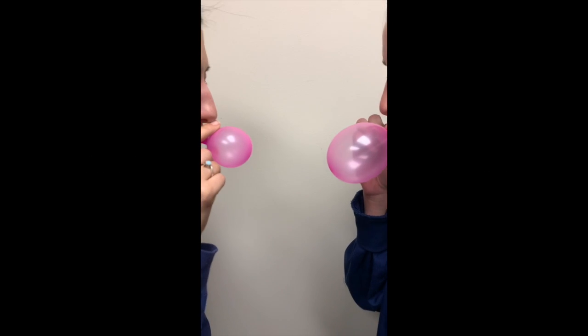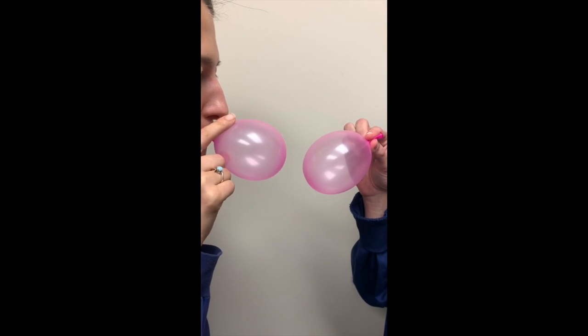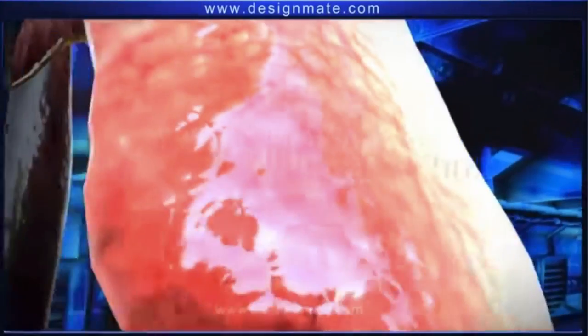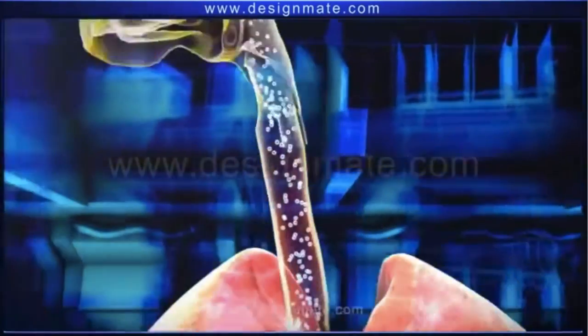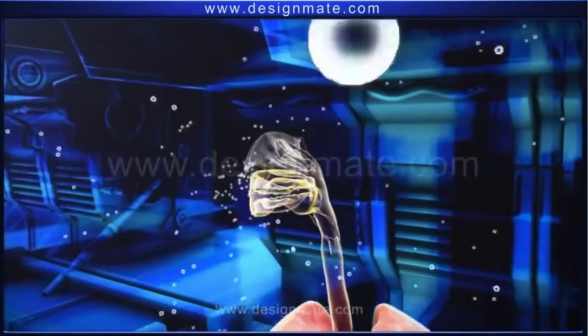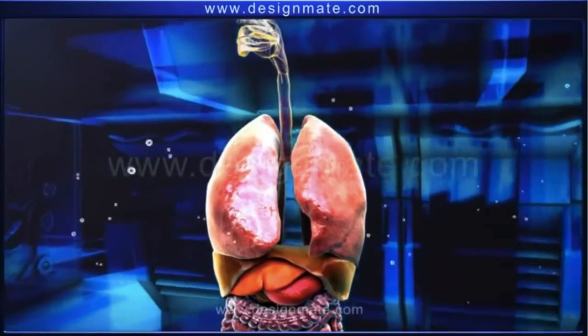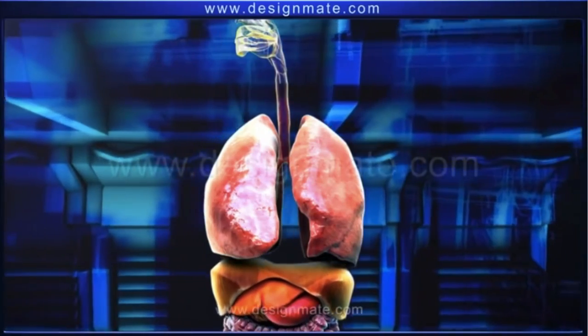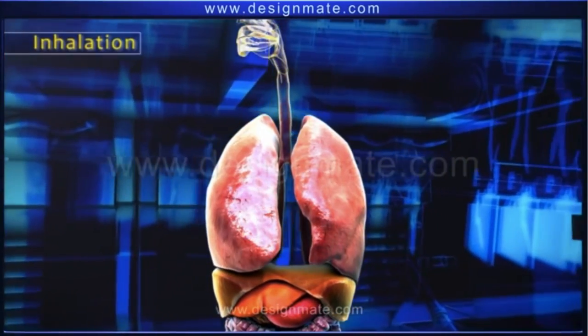First, we will cover respiration. During respiration, we both inhale and exhale, which is known as inspiration and expiration, using our lungs, which are housed in the thoracic cavity. During inhalation, our diaphragm contracts, which expands our thoracic cavity.